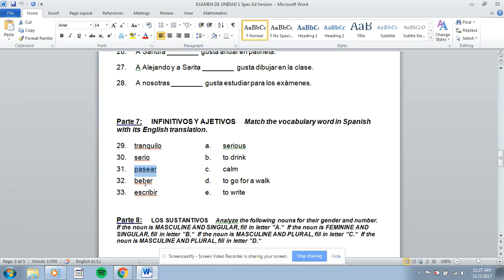Treinta y dos, 32 is beber. Is beber serious, to drink, calm, to go for a walk, or to write? And 33, 33 is escribir. Usually it's used with escribir correos electrónicos. Is that serious, to drink, calm, to go for a walk, or to write? Again, you can just draw lines connecting the word to the answer.